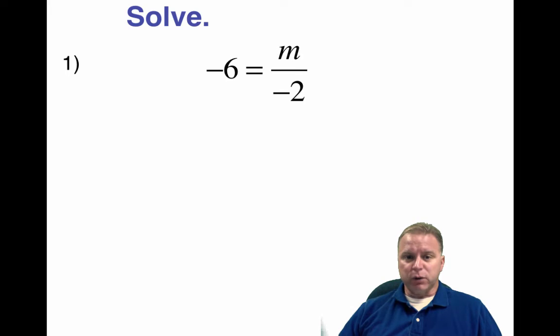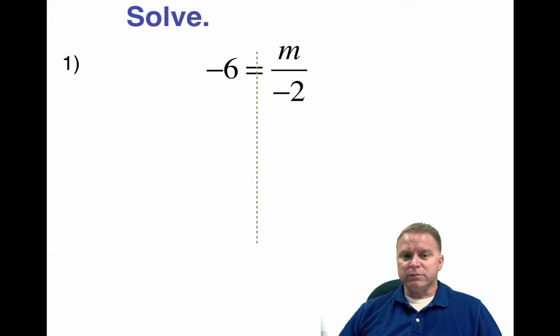So here's our first problem. -6 equals M over -2. What does it mean when you have that fraction bar? Hopefully you remember that means division. So that's M divided by -2. So what are they doing to the variable here? Well, what is the variable, first of all?